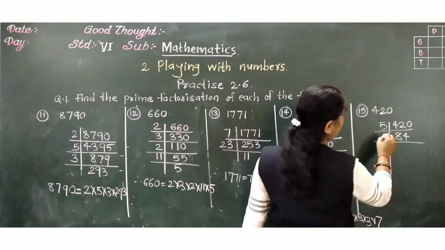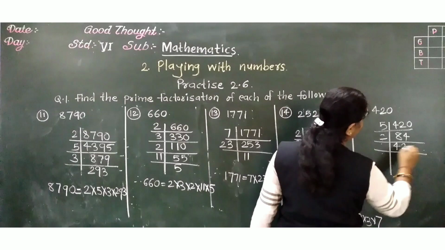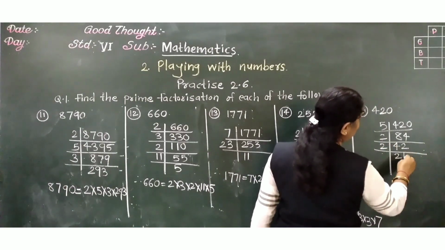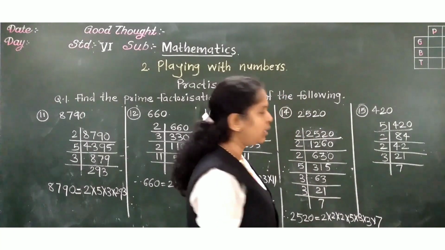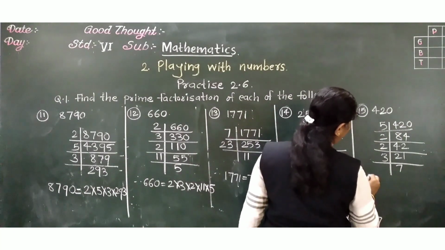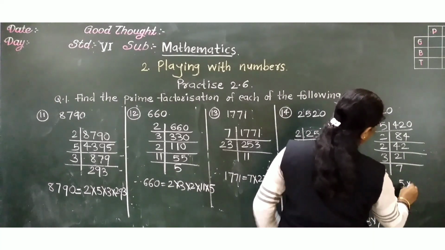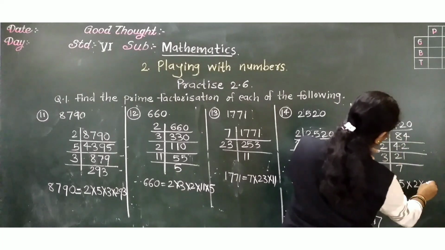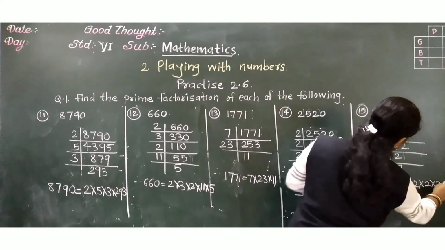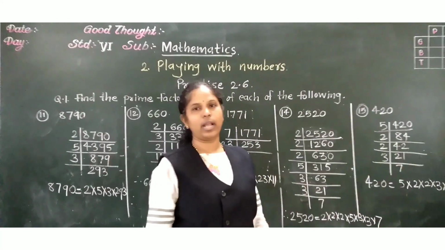Now, as 4 is there, I will divide it by 2. 2 4s are 8, 2 2s are 4. Again, 2. 2 2s are 4, 2 1s are 2. Then, 3 7s are 21. Okay. That means 420 is equal to 5 into 2 into 2 into 3 into 7. This is the prime factorization of 420.